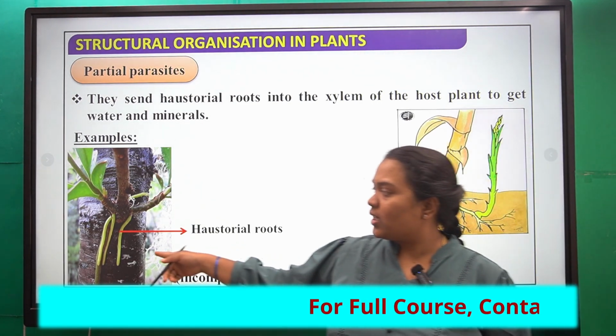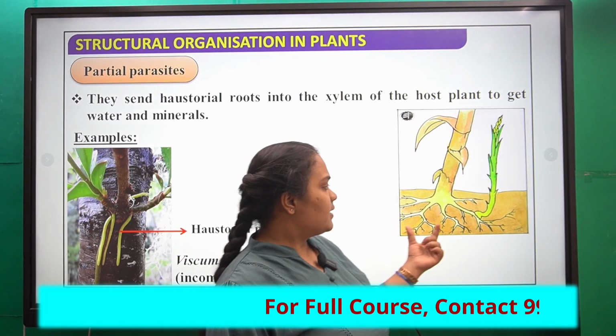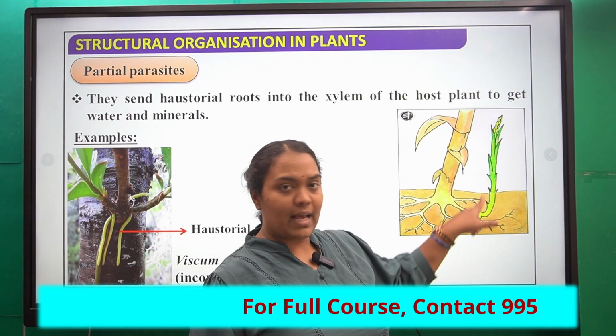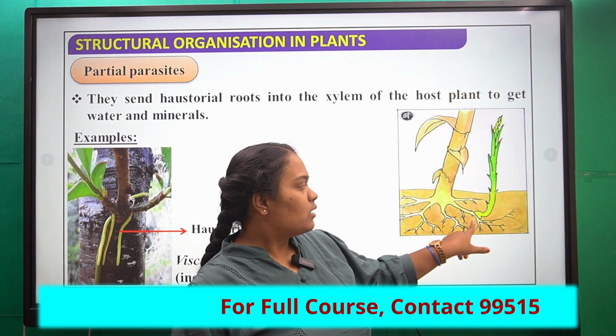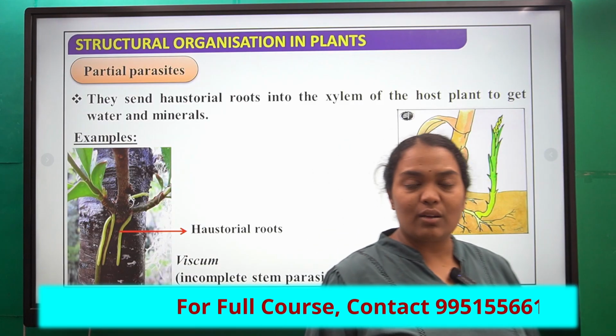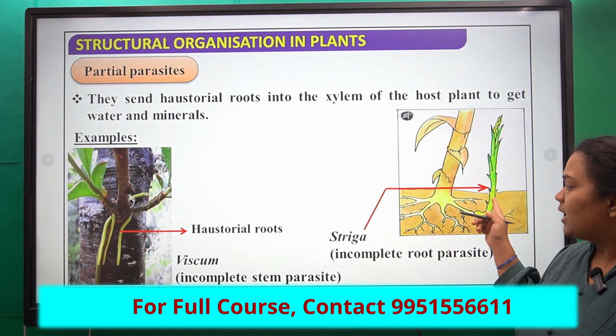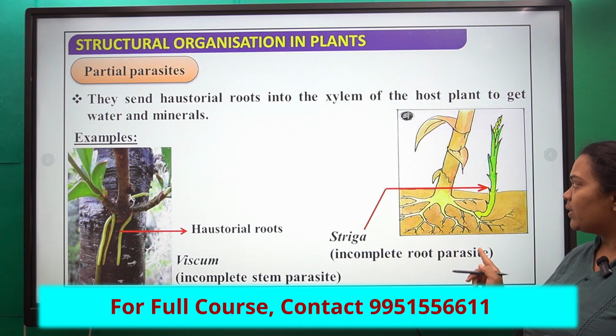These are the haustorial roots. As you can see, they are not brown but greenish in color. Then you can see here on the root only, directly, another plant is growing. So on the root another plant is growing. It means what? It is taking the water from the xylem of the other plant. So this is the Striga, which is an incomplete root parasite.